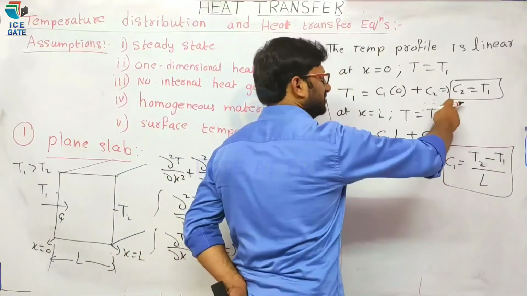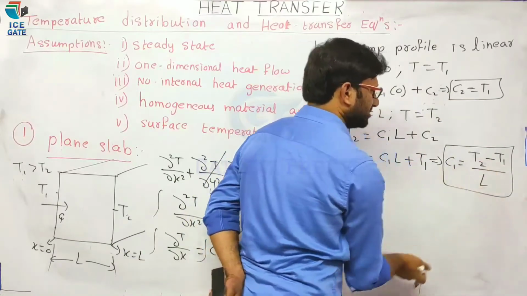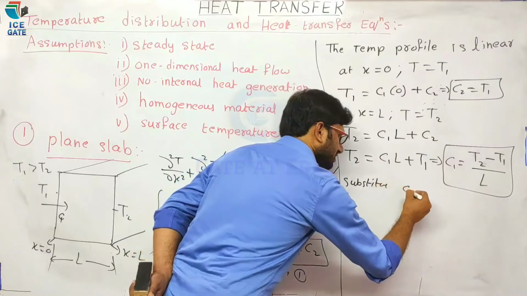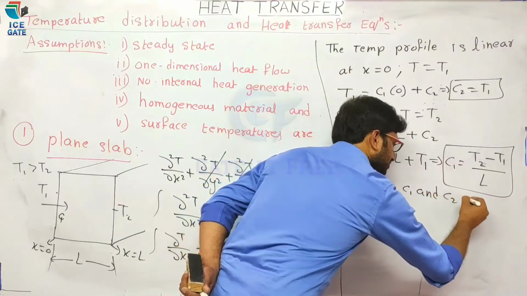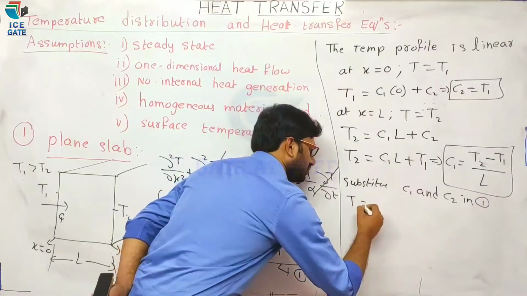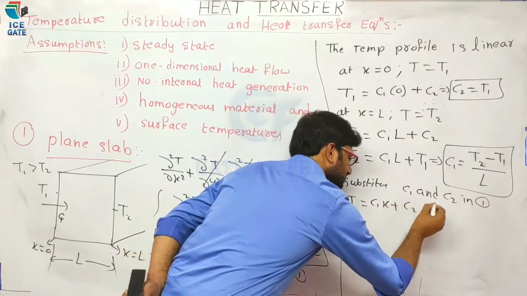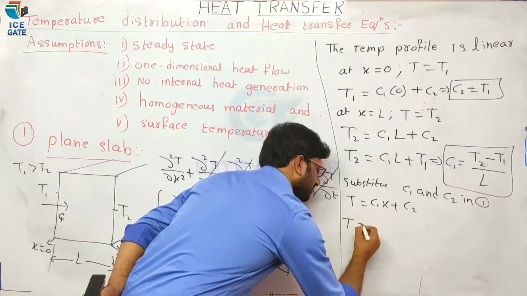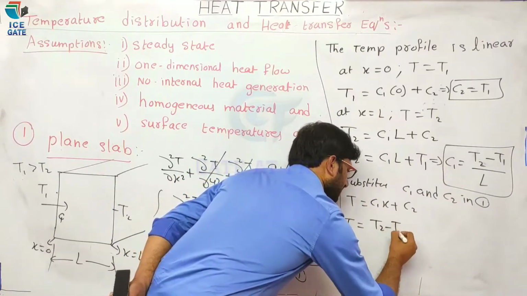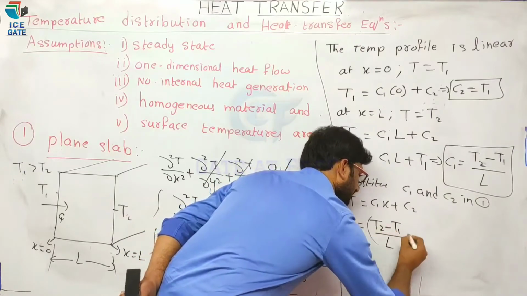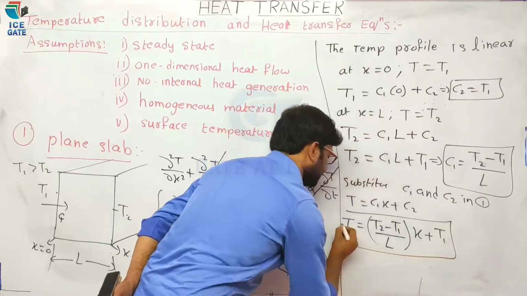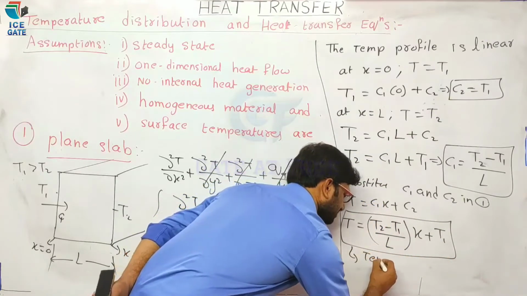Now we know C2 and C1. We know both constants. Now substitute C1 and C2 in equation 1. Now what is equation 1? T equal to C1x plus C2. Therefore, T equal to, now what is C1? T2 minus T1 divided by L into x plus T1. Now this is the temperature distribution function.